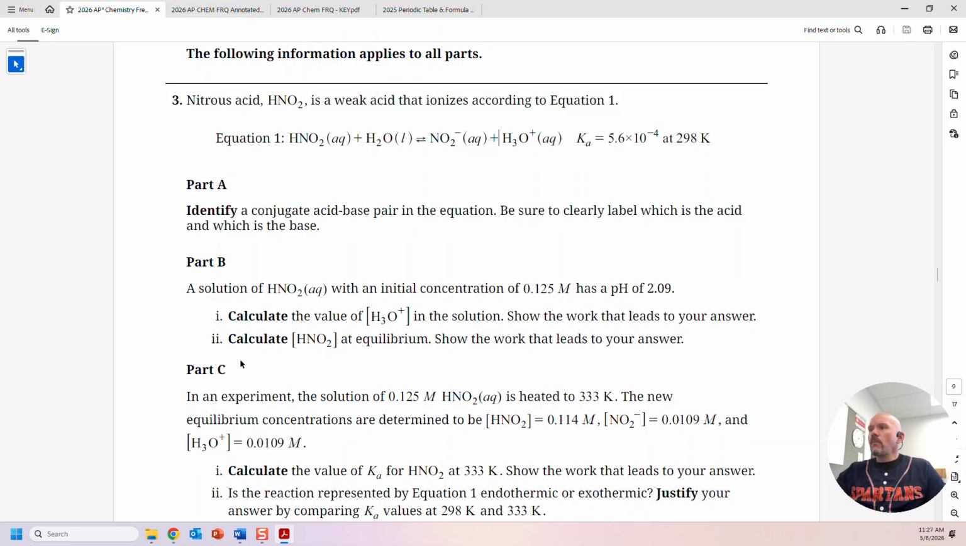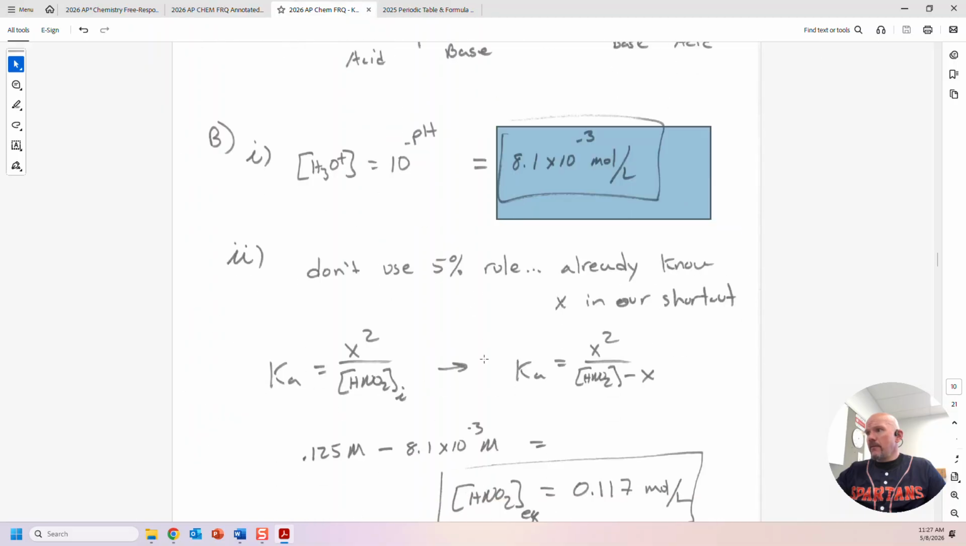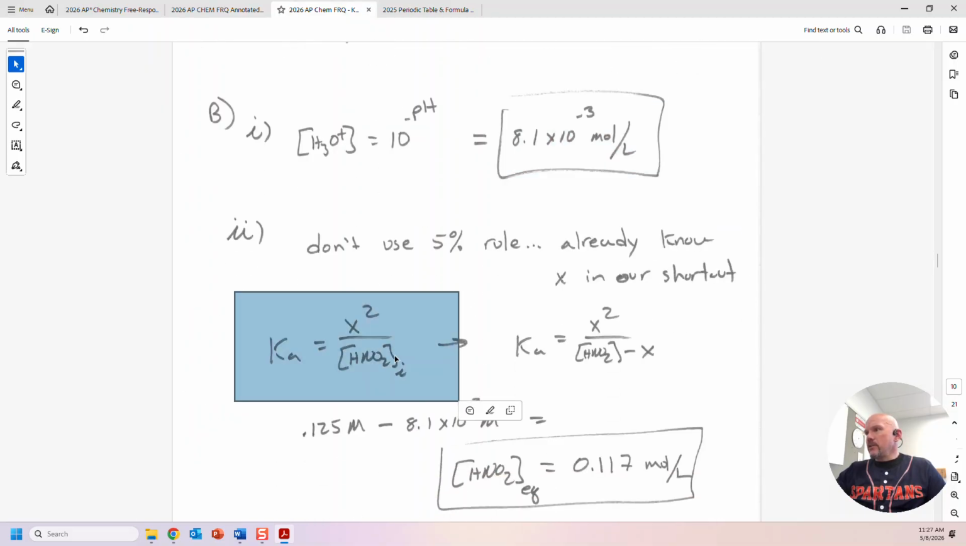Okay. And then for part 2, it's saying calculate the concentration of this at equilibrium. So remember, this is the initial concentration. And if we're doing quick calculations, do I have the Ka shortcut written out, right? So remember, we can use the shortcut and just assume that the concentration of nitrous acid at equilibrium is essentially what it started with, because not much dissociates because it has a low Ka value. But we already figured out what X is in the shortcut. Remember, X in the shortcut represents the hydronium concentration. We already figured that out.